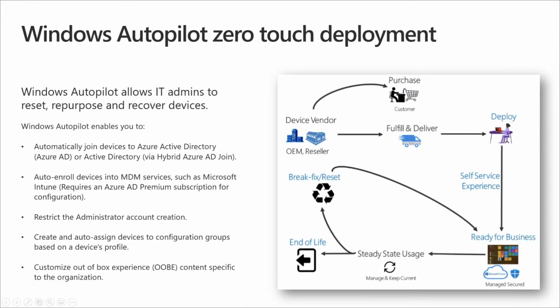Autopilot. Autopilot allows you to either pre-configure new devices or reset, repurpose, and recover old devices. So this allows much quicker administration and management of the specific devices. And then once you use Autopilot, then of course it can fall under the control of Intune.